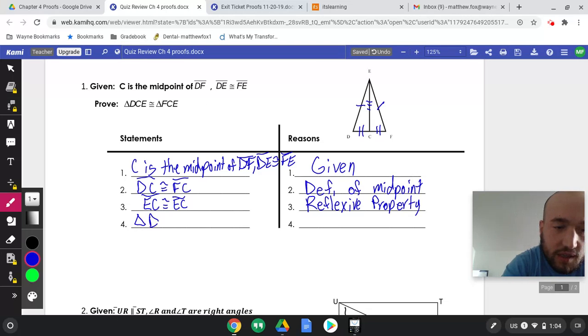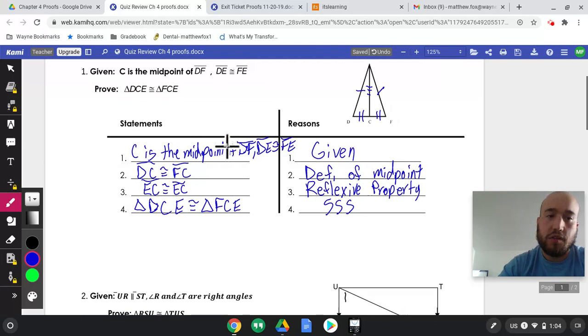Triangle DCE is congruent to triangle FCE. Now our reason is not prove. Our reason, if we look here, we've got one side, two sides, three sides on each triangle. So SSS, side, side, side.